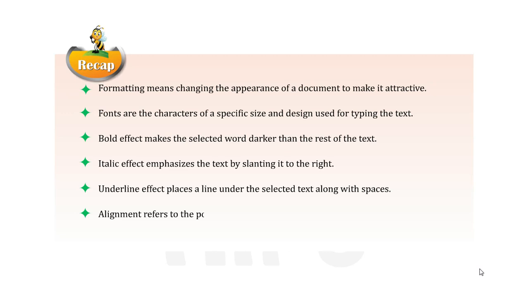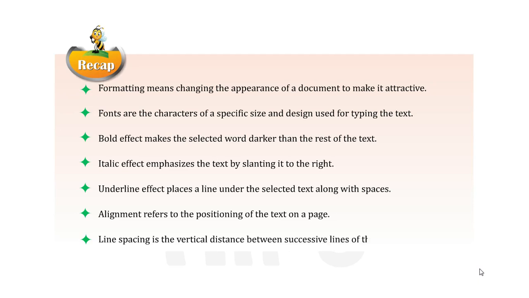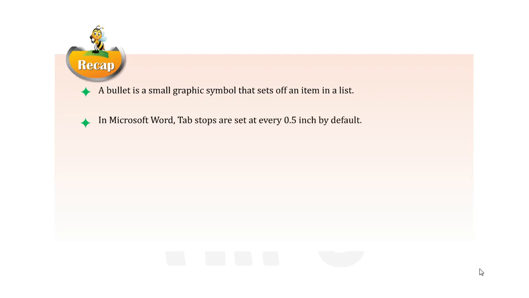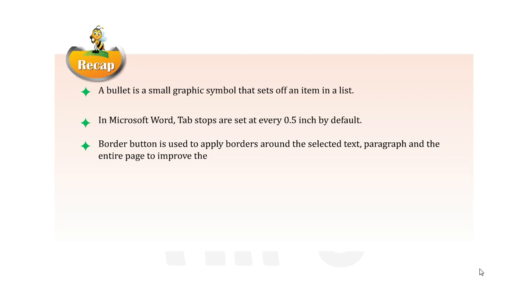Alignment refers to the positioning of the text on a page. Line spacing is the vertical distance between successive lines of the text in a document. A bullet is a small graphic symbol that sets off an item in a list. In Microsoft Word, tab stops are set at every 0.5 inch by default. Border button is used to apply borders around the selected text, paragraph and the entire page to improve the appearance of the text. The drop cap effect enlarges the first letter of a paragraph.